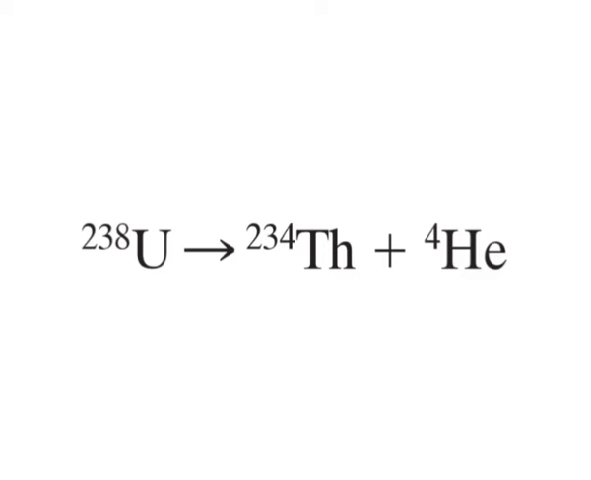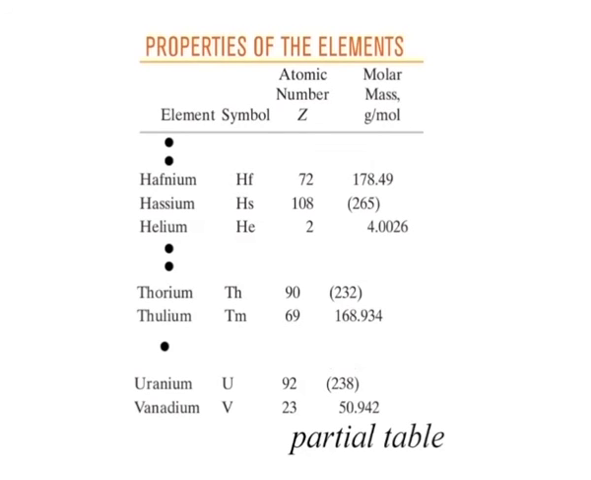The number used in the name of a nucleus and as a superscript in the symbol for the nucleus is called the mass number, and is the total number of protons and neutrons in the nucleus. For example, the total number in uranium is 238. The number of protons in the nucleus is the atomic number Z, which is listed in this partial table.